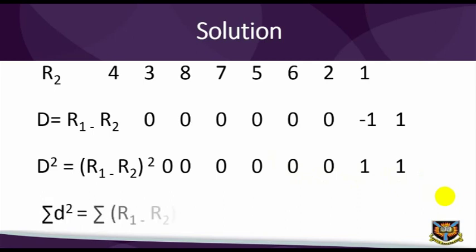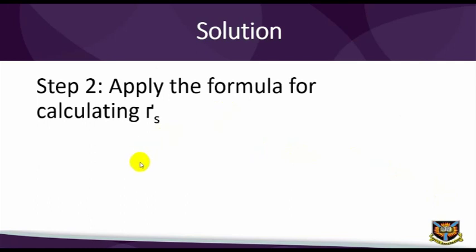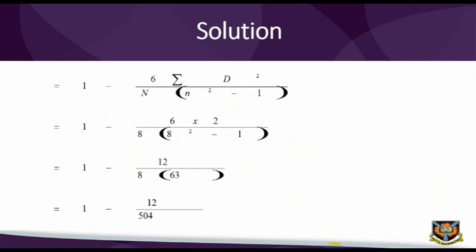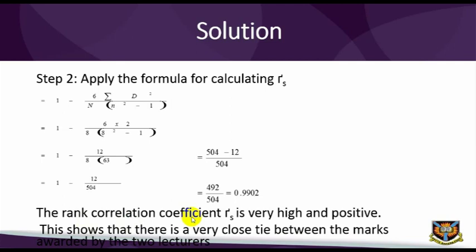Step 2. Apply the formula for calculating r. Spearman's rank is equal to 1 minus 6 summation d squared over n times (n squared minus 1), which is equal to 1 minus 6 times 2 over 8 times (8 squared minus 1), which is equal to 1 minus 12 over 8 times 63, which is equal to 1 minus 12 over 504, which is equal to (504 minus 12) over 504, which is equal to 492 over 504, which is equal to 0.9762.